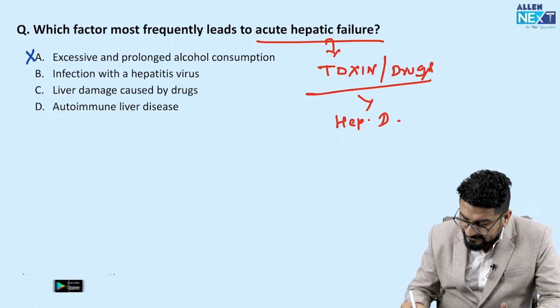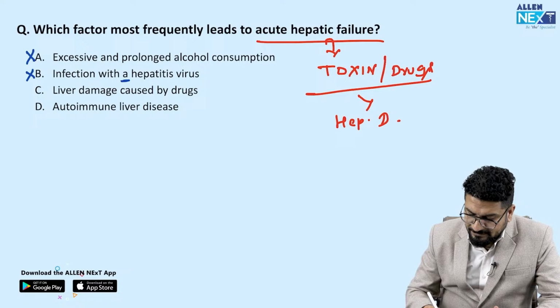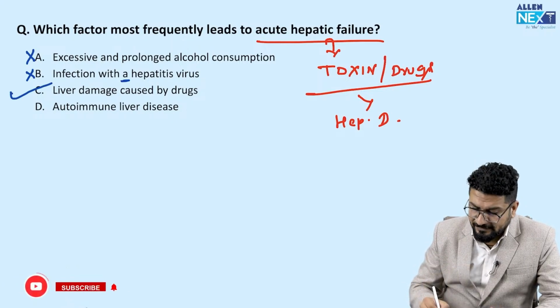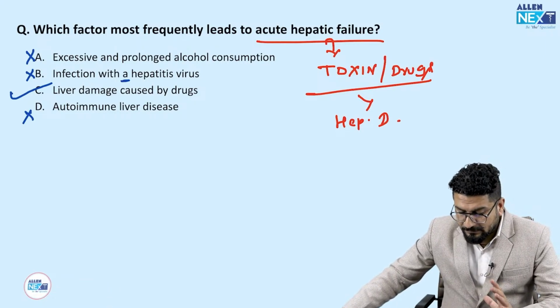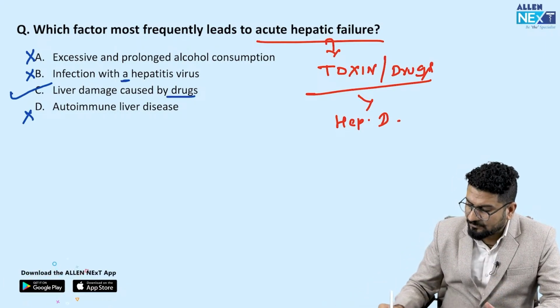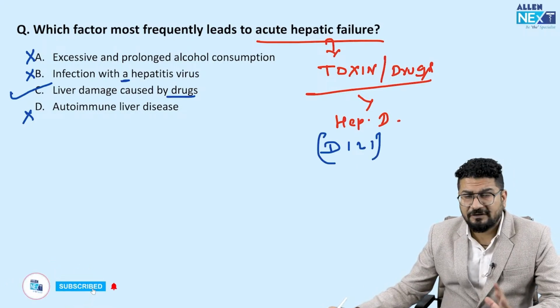Infection with hepatitis A is not a leading cause. Autoimmune hepatitis is a very rare cause. Basically, the others generally cause chronic disease. So, like toxins and drugs, we also use a term called DILI. DILI means drug-induced liver injury. So remember, drug or toxin-induced liver injury is the most common cause of acute liver failure.